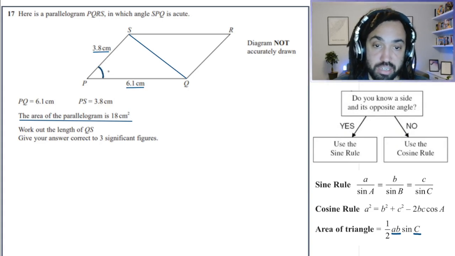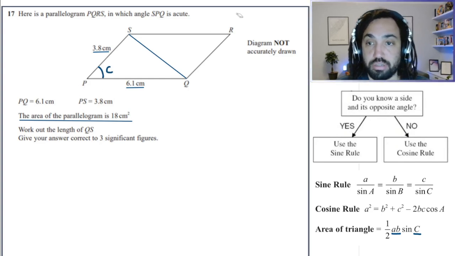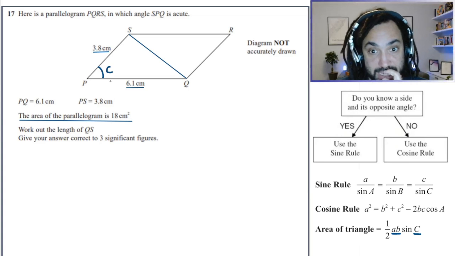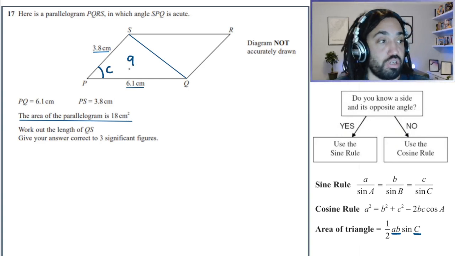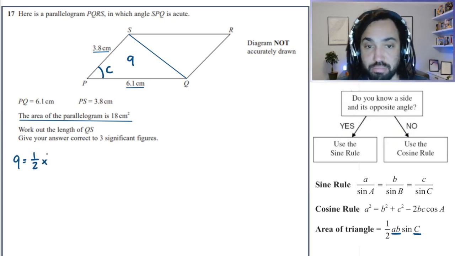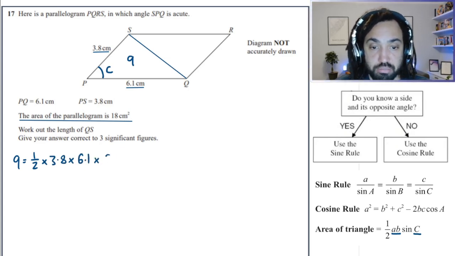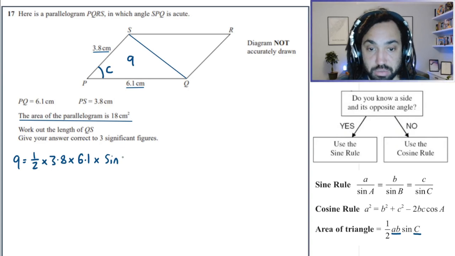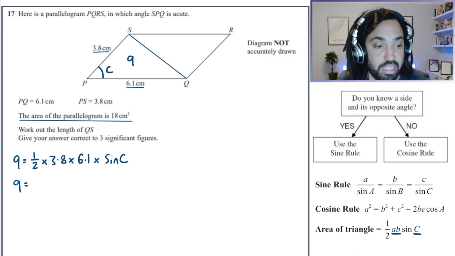So we know this side and we know this side. Therefore this angle in here I'm going to call capital C. Again, don't worry too much about those. Just focus on where the angle is that you need. So we know the total area of this triangle is 9 because the whole parallelogram is 18, and we split it directly in half. So we can say that 9, the area, is equal to a half times AB, which are the two sides which flank the angle, multiplied by sine of the angle C.